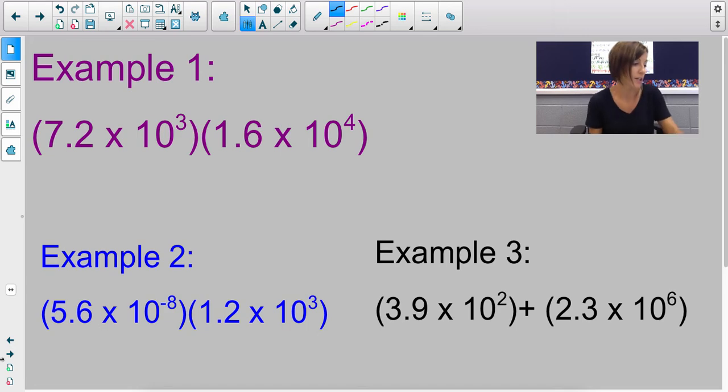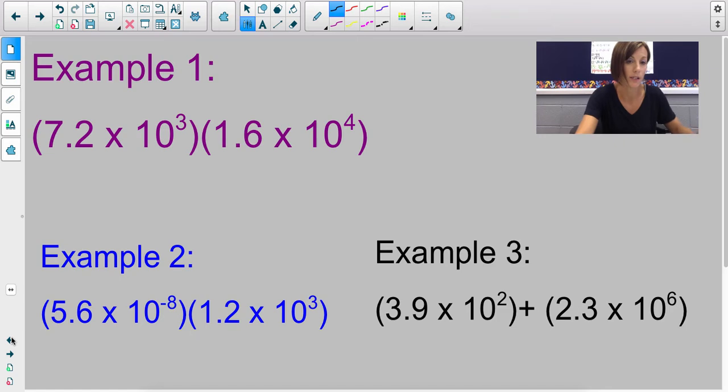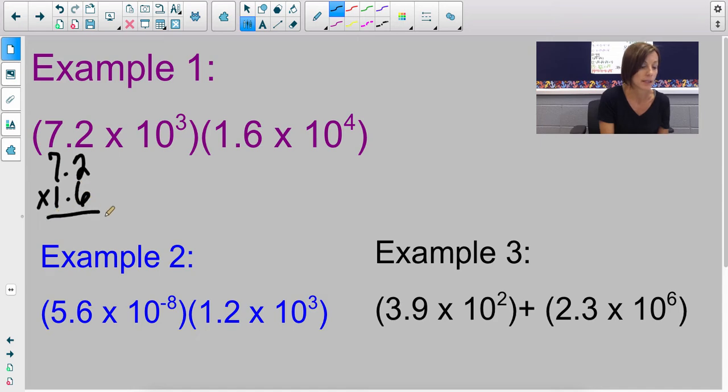All right, we are on to multiplying and dividing. And my slides are going crazy. So we've got to multiply decimals and then figure out what's going on with the 10 to the third and the 10 to the fourth. So the commutative and the associative properties allow us to change the order of our numbers in a multiplication sentence. So it looks like I have to first, step 1, multiply 7.2 times 1.6.